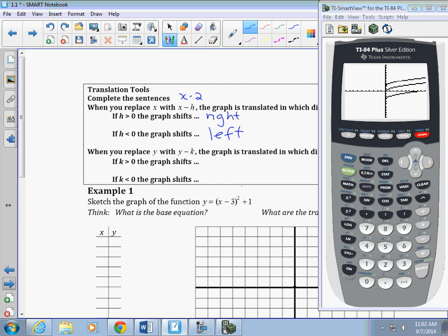When you replace y with y minus k, the graph is translated in which direction? So if k is greater than 0, then the graph will move up. So, yes. If I change this to y is equal to x plus k, then if k is greater than 0, it's going to go up. And if k is a negative value, then the graph is going to go down.